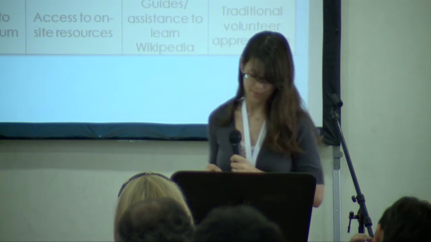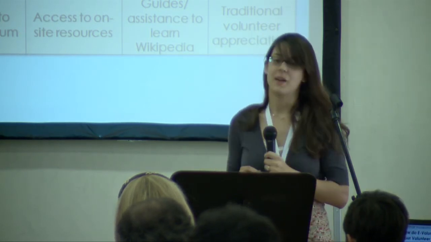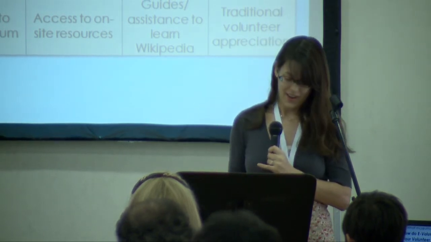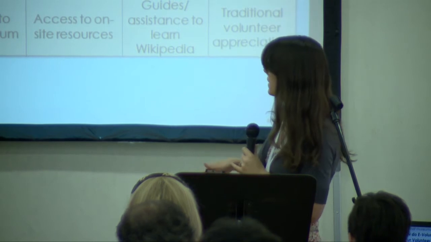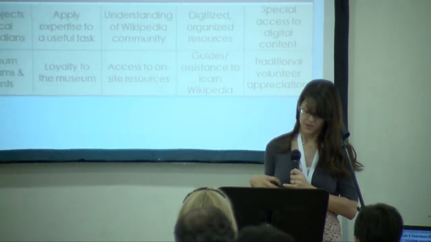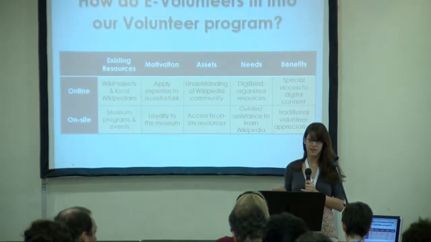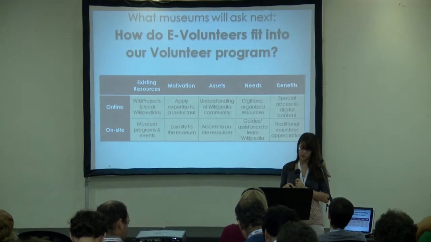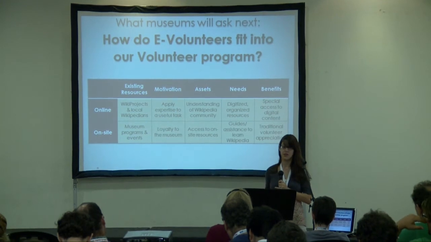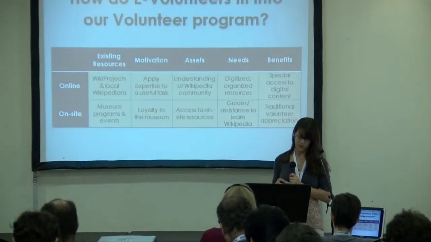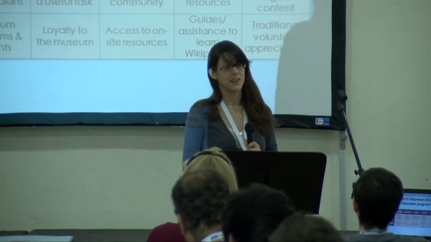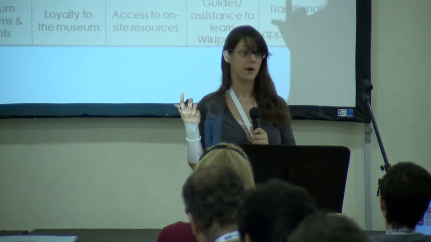So this chart is just a very basic rundown. I actually had it much more extensive, and I made it shorter for you guys, so it's less to read. Comparing online and on-site e-volunteers. Just to quickly define both, online e-volunteers are going to be motivated, more than likely, to improve the encyclopedia. They're obviously going to be familiar with the community, but they're not going to have access to the on-site resources, so they're going to need them digitized. On-site e-volunteers are going to be motivated by their loyalty to the museum, and they'll have access to the on-site resources, but they're not going to be as familiar with Wikipedia.